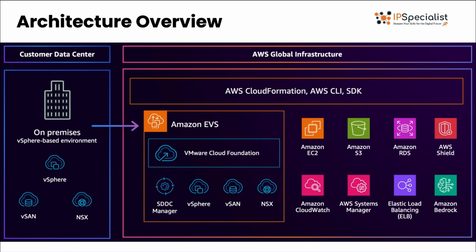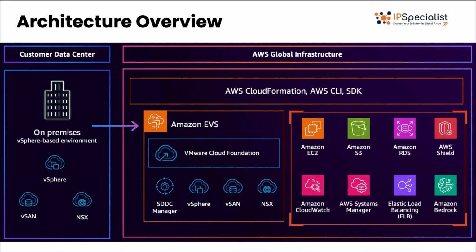Now let's look at the architecture. On the left hand side of this diagram, you can see on-premises VMware environment running with vSphere, vSAN, and NSX. This is what most enterprises already have in their data centers. On the right hand side, you see the AWS cloud.